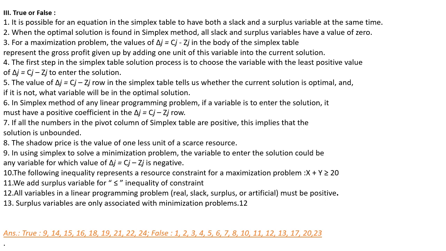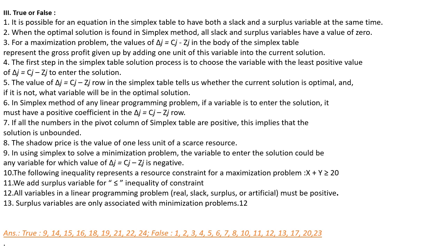True or false. It is possible for an equation in the simplex table to have both a slack and a surplus variable at the same time. False. When the optimum solution is found in the simplex method, all slack and surplus variables have a value of 0. False. For a maximization profit, the value of delta Z equal to Cj minus Zj is the body of a simplex table. False. The first step in a simplex table solution process is to choose the variable with the least positive value of delta j equal to Cj minus Zj to enter the solution.